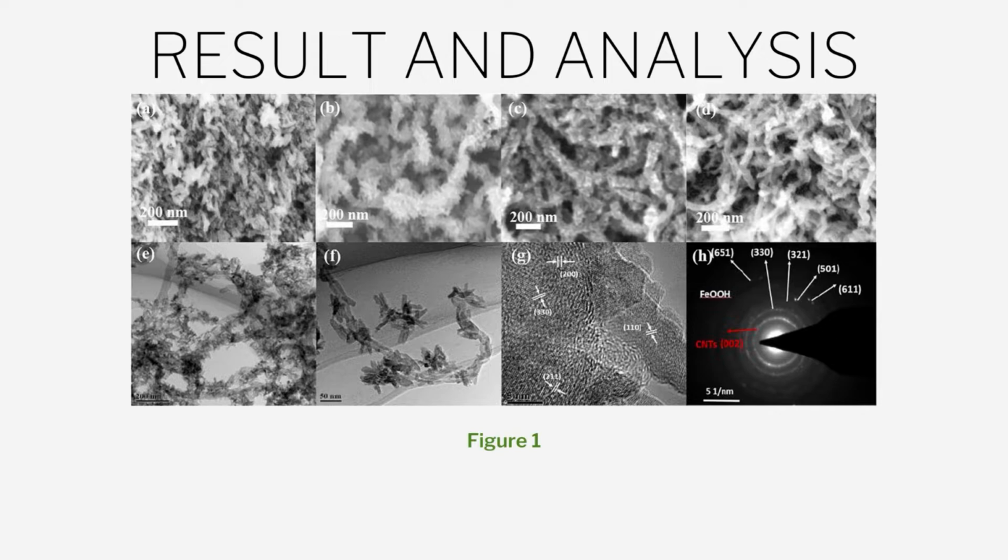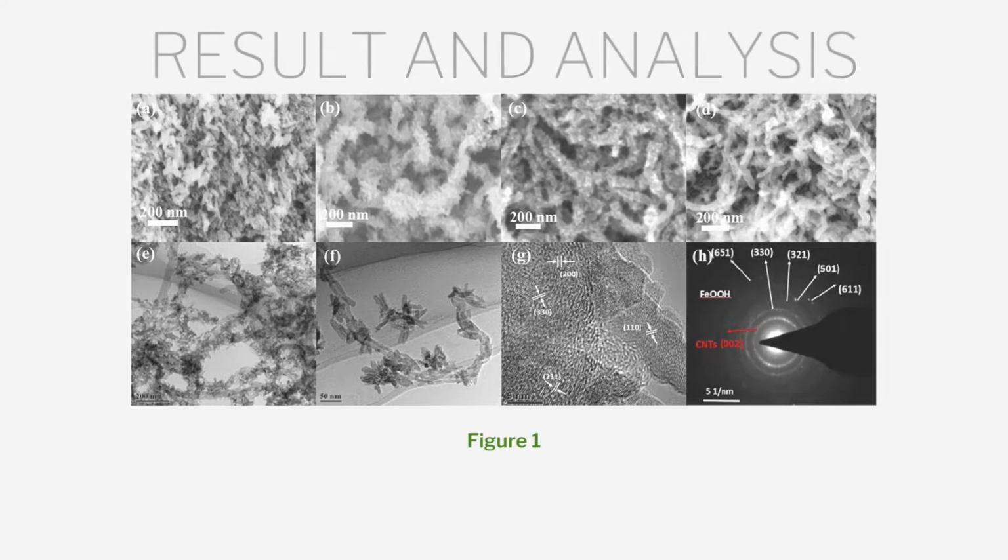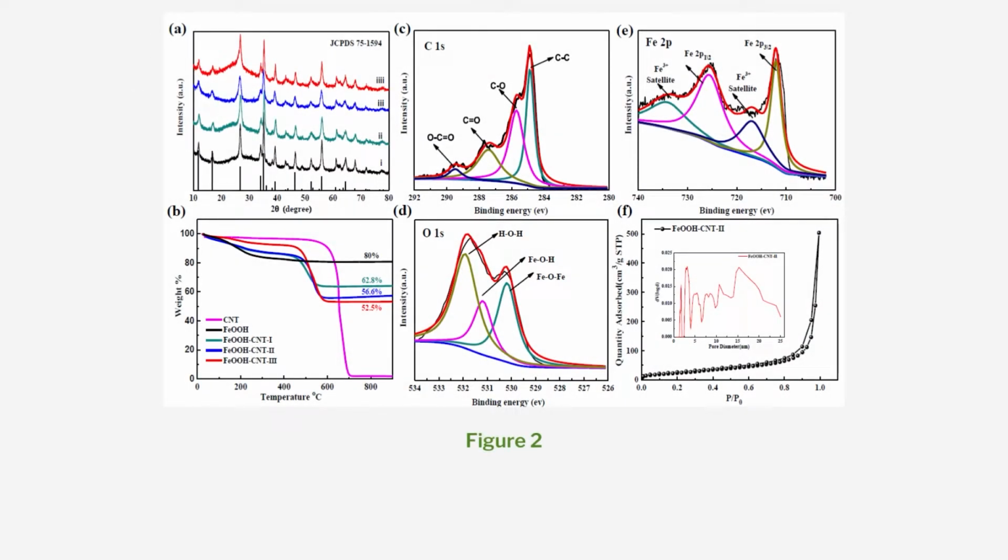Okay, let us take a look at the second figure, figure number 2. Okay, so this is the second figure. Figure 2a shows the X-ray diffraction XRD patterns of the as prepared ferric hydroxide oxide and ferric hydroxide oxide CNTs. All diffraction peaks can be perfectly indexed to the beta ferric hydroxide oxide structure, and the diffraction peaks of CNTs is covered by the ferric hydroxide oxide.